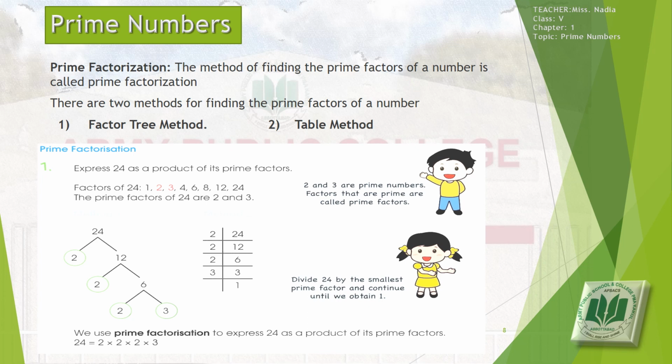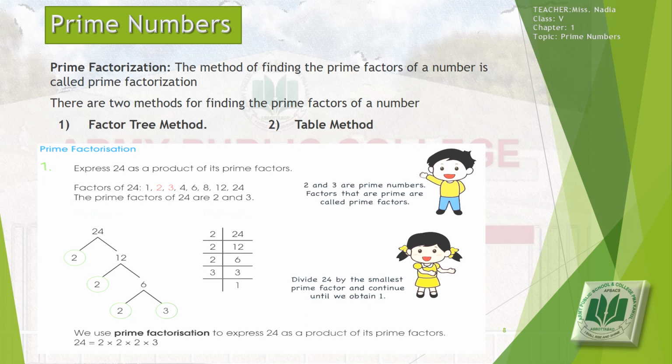Now 6 is further divided by 2. 2 multiplied by 3 is 6. Both the factors of 6 are prime numbers. So we will stop factorizing here. Now the factors of 24 are 2, 2, 2 and 3.